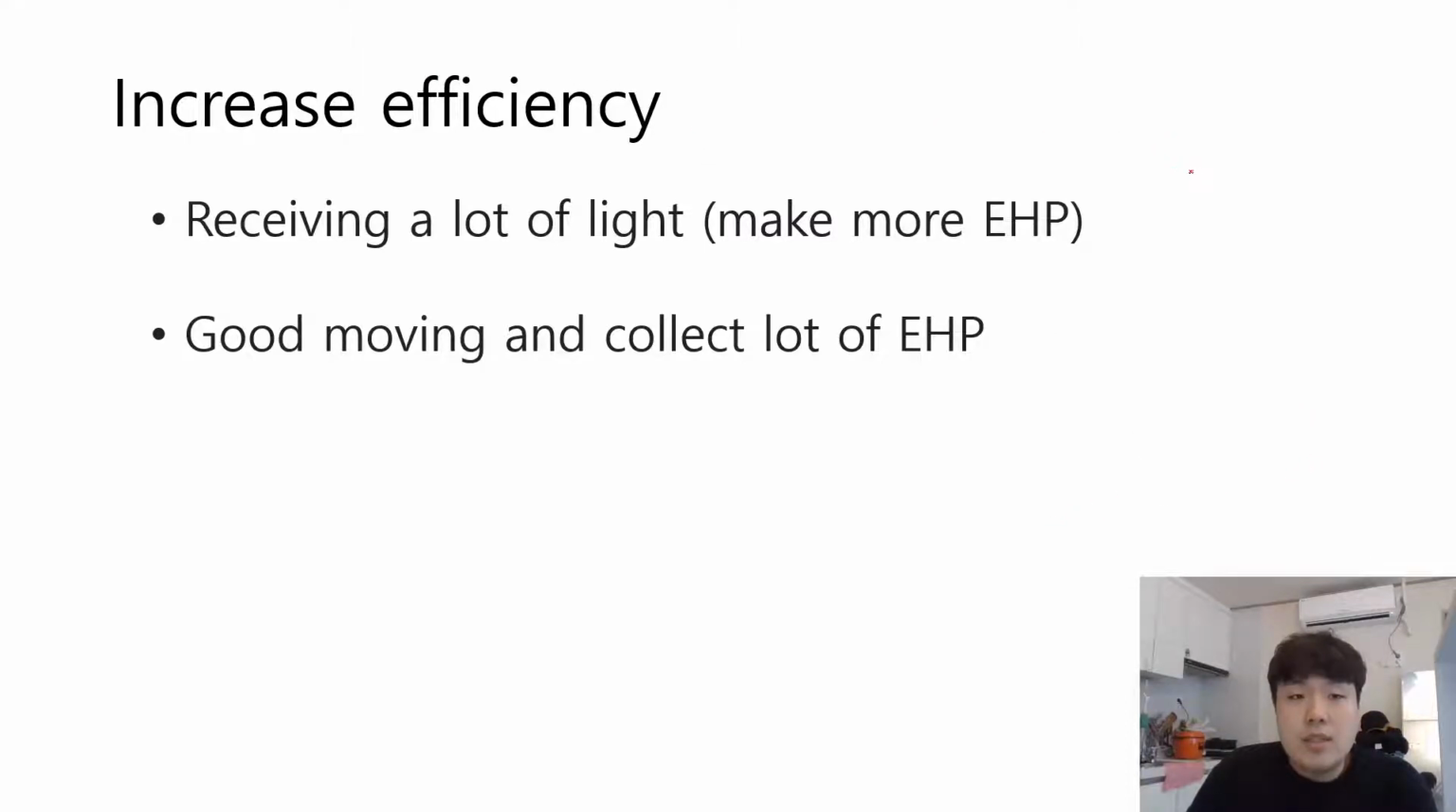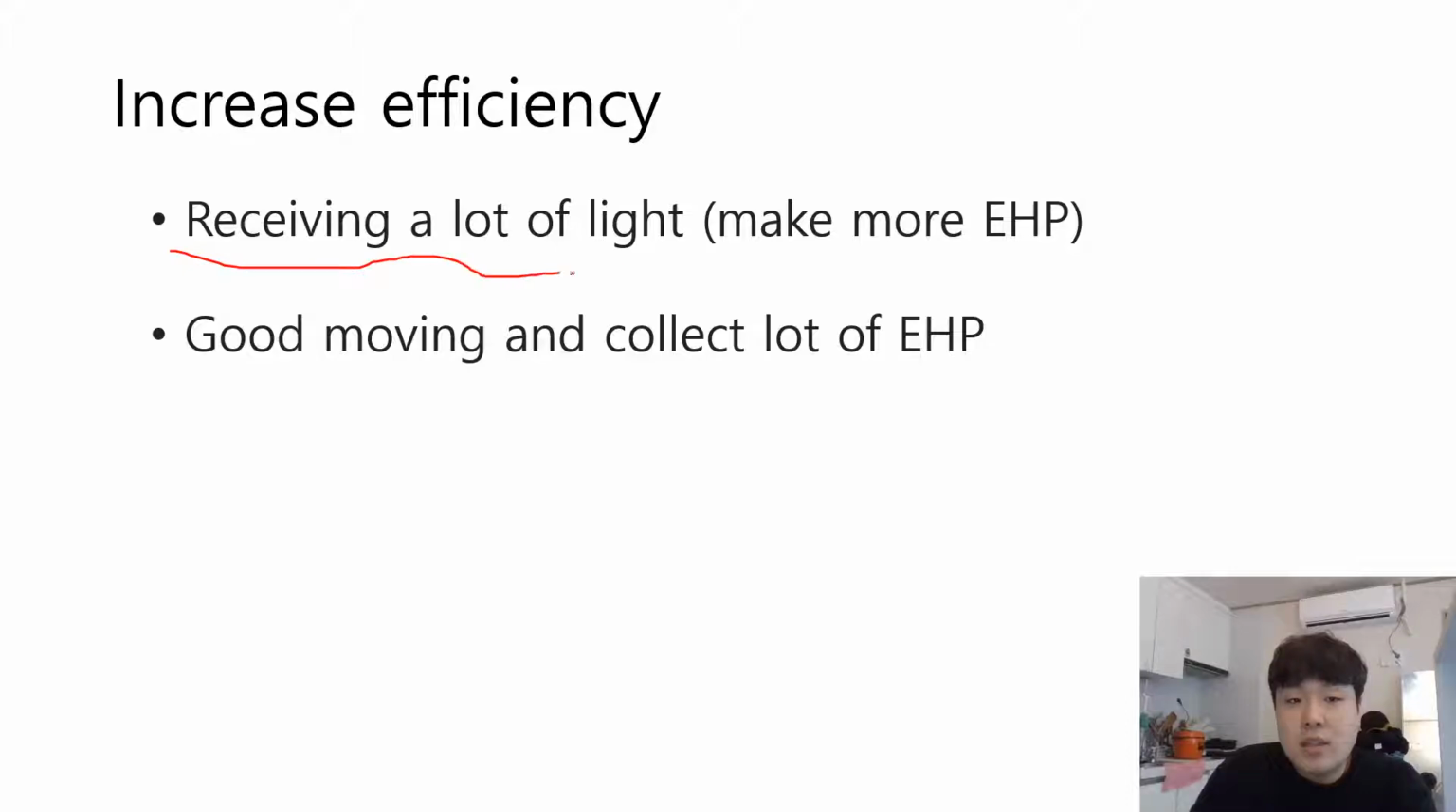So let's see how to increase the efficiency of the solar cell. The first is receiving a lot of light. That means making more electron hole pairs. And second is good moving and collecting a lot of electron hole pairs.